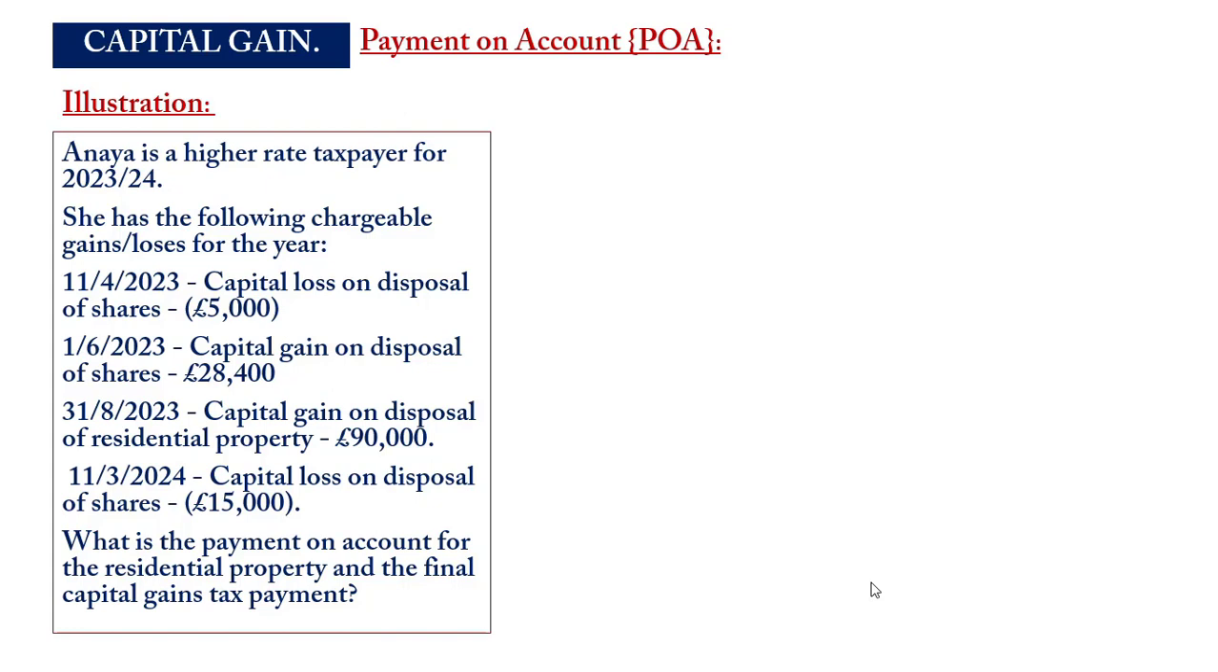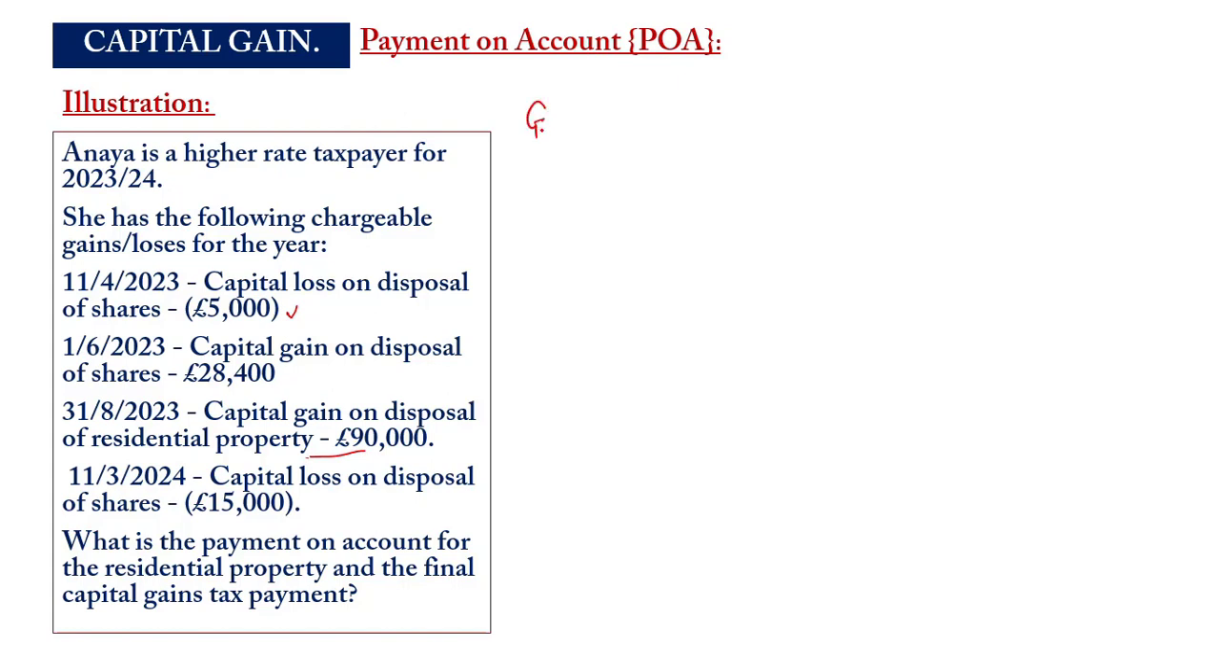If you come to this illustration, we are saying that Anea is a higher rate taxpayer and she has the following chargeable gains and losses for the year. A capital loss on disposal of shares, so we have seen a capital loss. If you find a capital gain on the sale of a residential property, we take it out. We also have the capital gain on disposal of shares. This is a gain, so we don't consider it. So the gain on the disposal of the residential property.